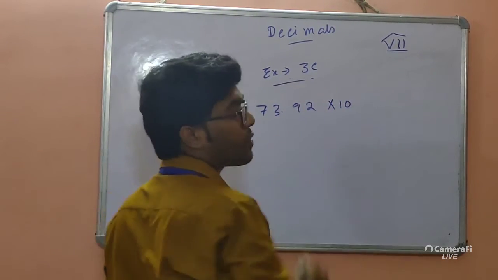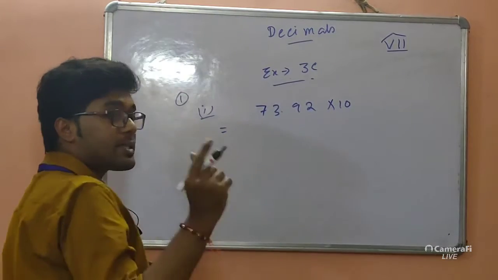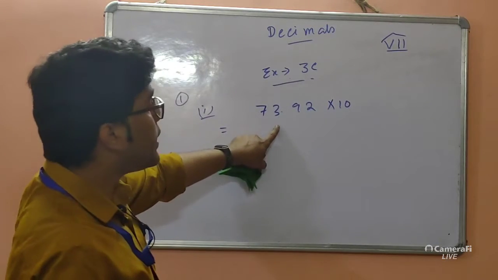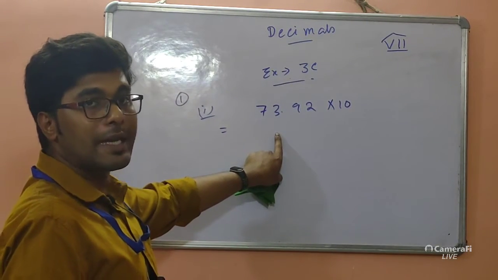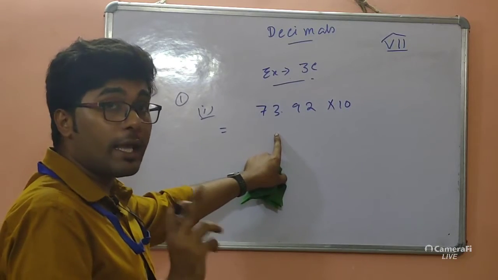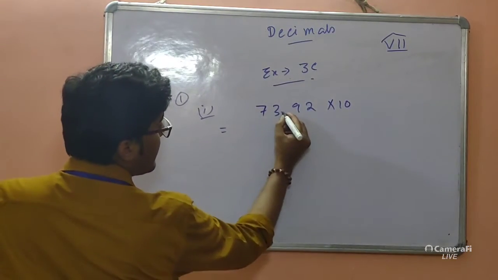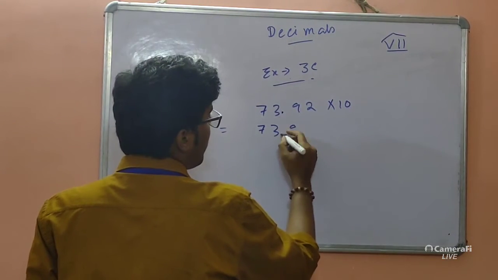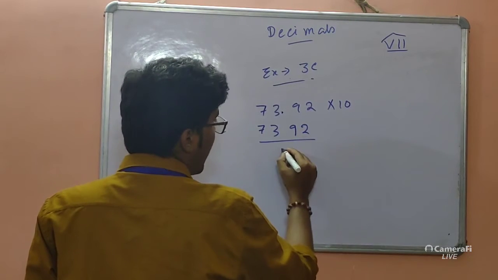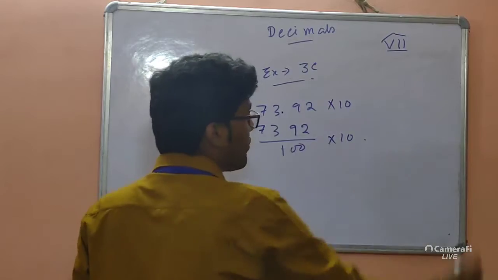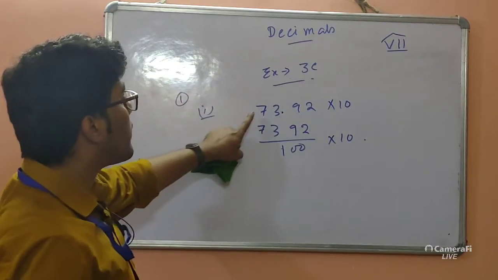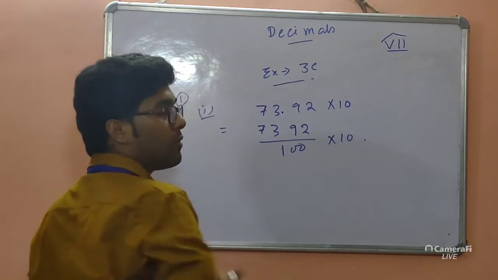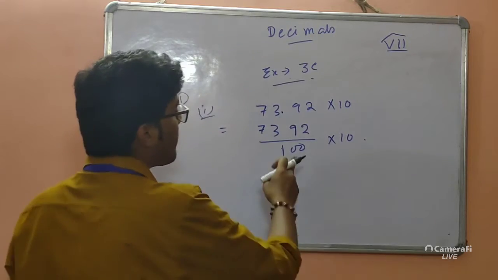73.92 multiplied by 10. So this one is very easy. First you need to remember 3 steps. The first step is to convert this decimal into a fraction, which you have already learnt how to do. After the point, 2 digits are there, so we remove the point and divide by 100, and multiply by 10 as it is. That's your first step. Clear? Convert the decimal into a fraction. Since after the point 2 decimal places are there, we are dividing by 100.